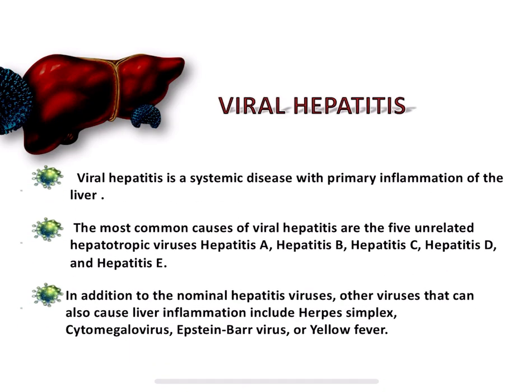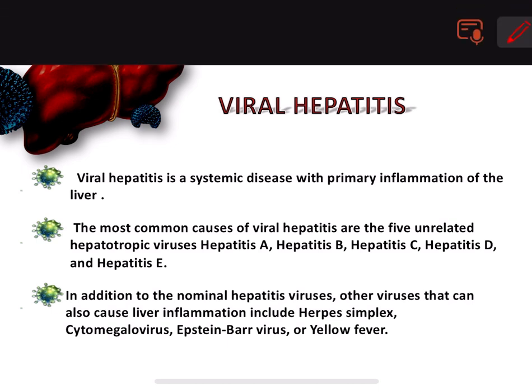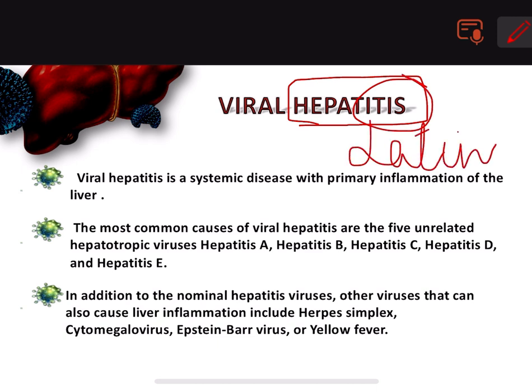Viral hepatitis. Viral hepatitis is a systemic disease where there is a primary inflammation of the liver. By the term hepatitis itself, you know that itis is a Latin suffix which stands for inflammation, so inflammation of the liver. Since it is a viral infection, it is caused by viruses. Viral hepatitis is the inflammation of the liver.